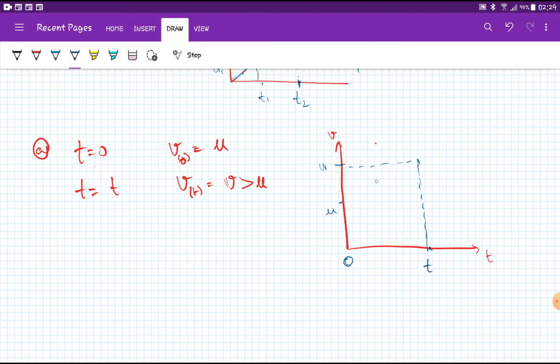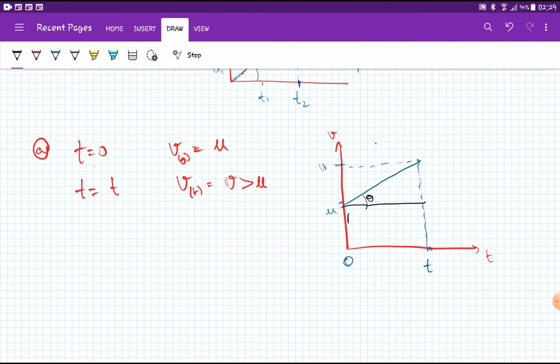Okay, now join this line. Now what we have to do is find the slope of this line. To find the slope, connect this line here. Okay, now this will form a triangle. So to find the slope, you have to find this angle here.